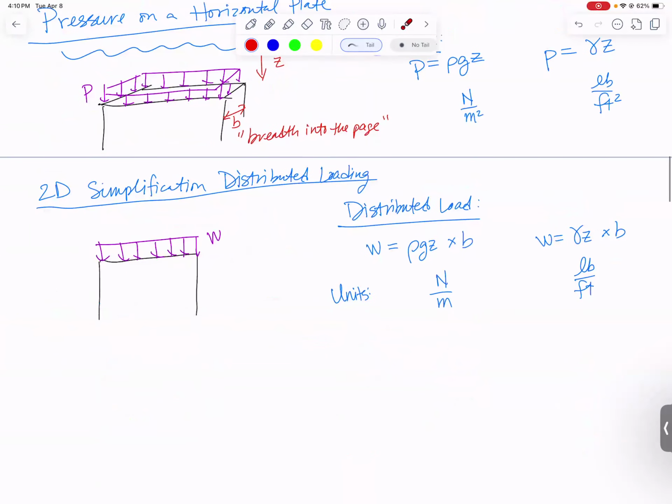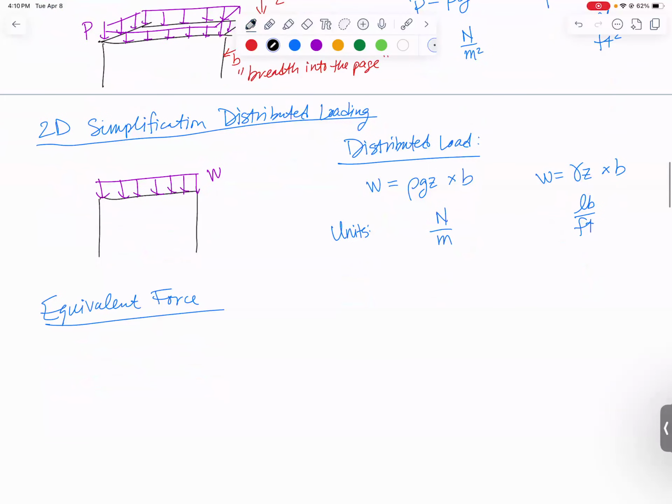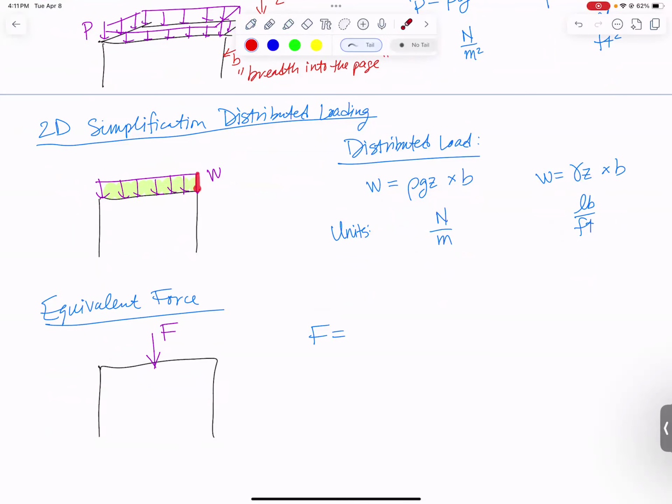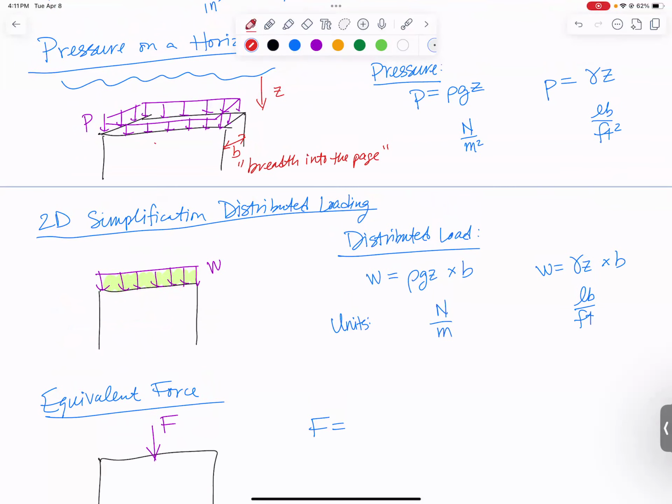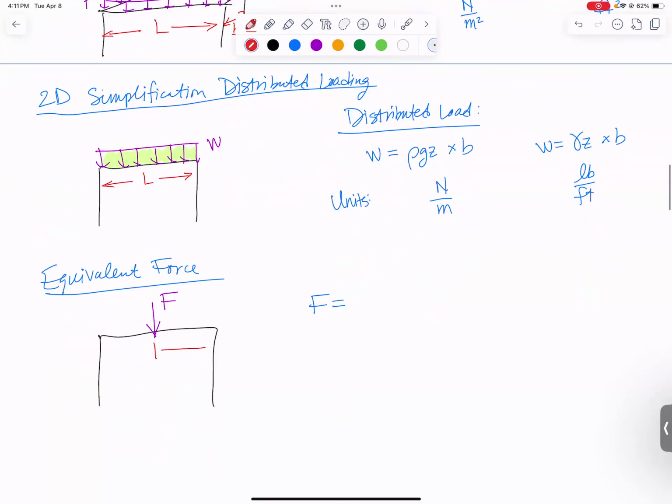The last thing we're going to do is take that distributed loading and replace it with an equivalent force. You remember how to do that, right? We take the area under the curve and then we put the force, guess where? Right in the centroid of that area. So if it's a rectangle, it goes right in the middle. Now to do that, I need to find that area. So my equivalent force, which we're going to call F, is going to be the area under the curve. The height was W and the length here, I didn't ever put on my diagram. Why don't we call that length L? Since this is a rectangular distributed load, F is going to act in the middle at L over 2.